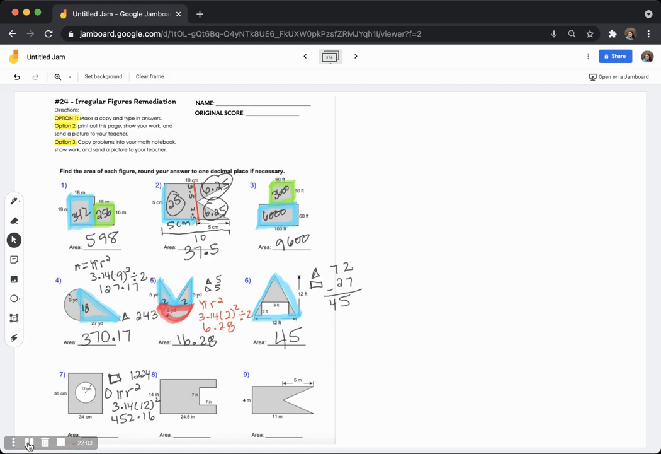And then because I just want the shaded portion, I'm going to subtract my two answers. So 1,224 minus 452.16, and that is going to give us 771.84.